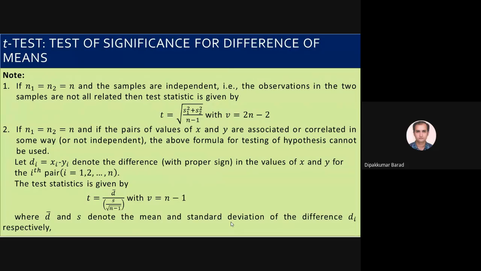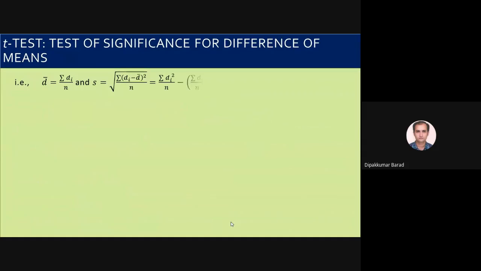D bar and s denote the mean and standard deviation of the differences di respectively. So d bar is the summation of di upon n, and s is the square root of the summation of di minus d bar whole square upon n. A lot of formulas you have to remember here.